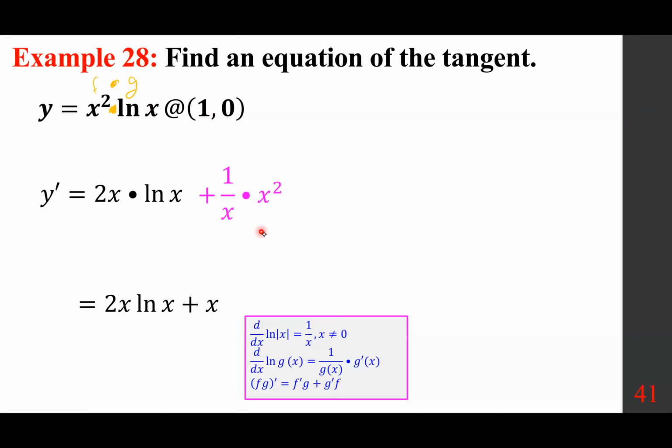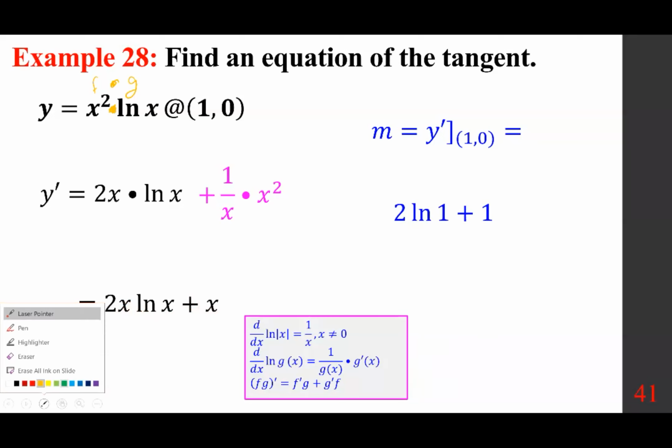To find the slope, you have to plug in. One way to write that, you can write m is y prime, such that you plug in the pair. Sometimes it's a function of x and y. Just plug in 1, y prime of 1. If I plug in 1 here, I get 2 times 1 times ln 1 plus 1. And as you know, ln 1 is 0, so the answer is 1.